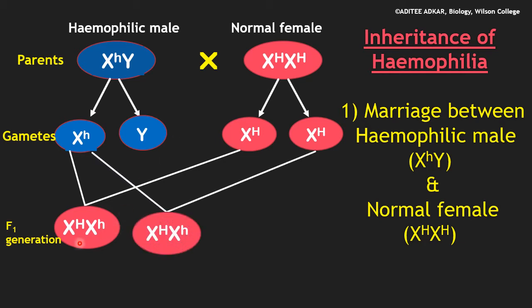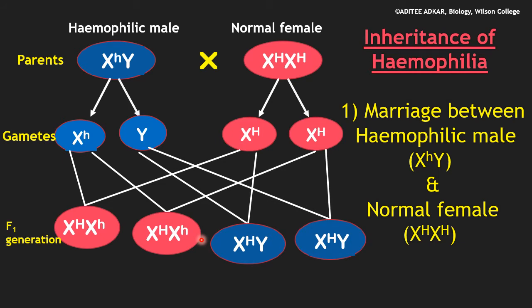As we see, this is the genotype indicating a carrier female, as one of the X chromosomes is having a dominant gene and the other X chromosome is having a recessive gene. Let's see the two other possibilities. These two possibilities indicate a normal male. So, 50% chances of having carrier daughters and 50% chances of having normal sons.